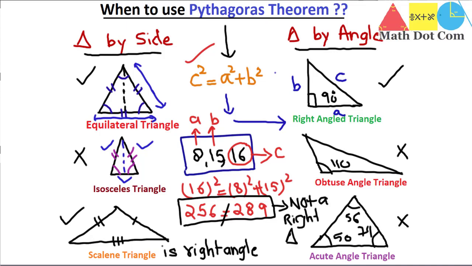These are the two uses of the Pythagoras theorem. One is that you can use the Pythagoras theorem to find the measurement of any side of a right angle triangle. And you can also check, from the given measurements of a triangle, if you are not given the picture of the triangle or its angles, whether the triangle is a right angle triangle or not. By using the Pythagoras theorem you can check it easily.